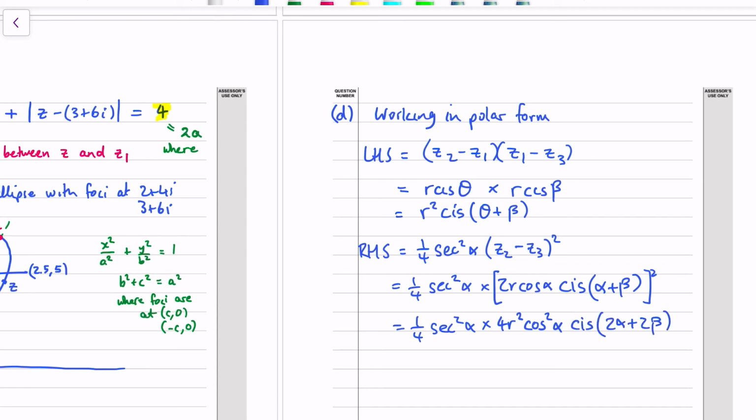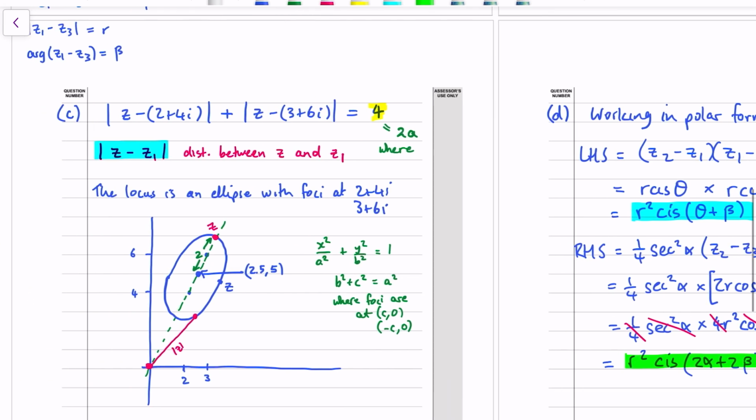Okay, and we can see there that a quarter cancels with a 4, and sec squared cancels with a cos squared because they're reciprocals of one another, and we get R squared cis 2 alpha plus 2 beta, which looks almost correct. Okay, the left hand side there was this, the right hand side was this, so we've got the R squared in both of them, and we just need to prove that those angles are the same, theta plus beta and 2 alpha plus 2 beta. So let's go back to the diagram.